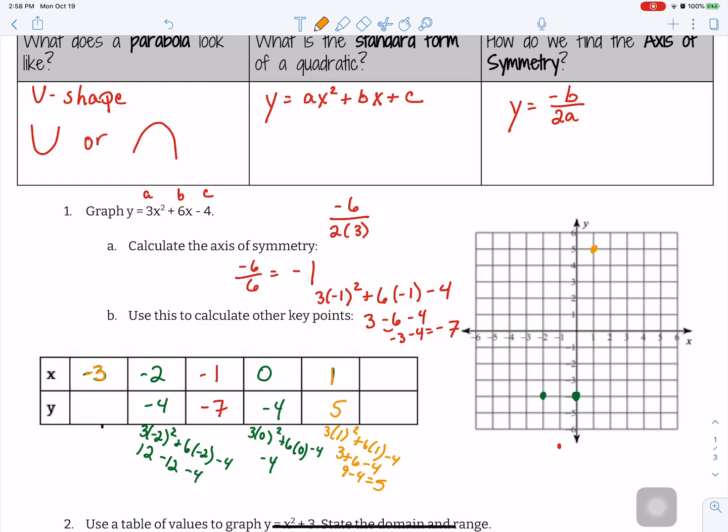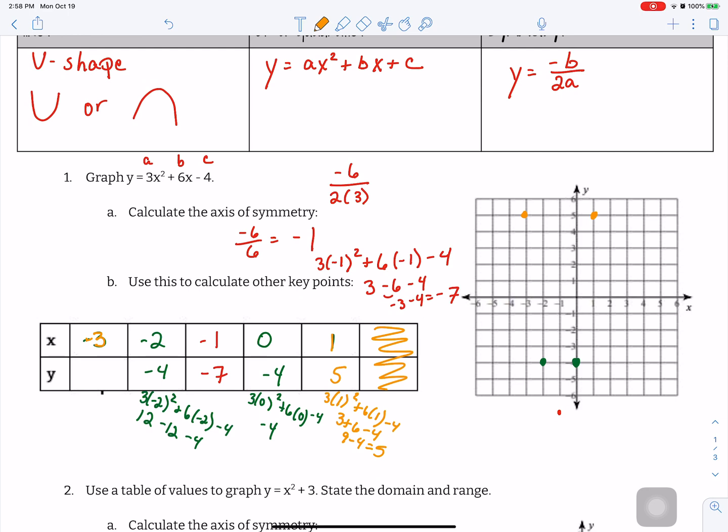And I know I'm going to hit over the top of my graph, so I don't have to worry about this particular piece here. Going the other direction, again, I should know that my answer would be a positive 5. I'm just going to test it out for you on this one so you can see that I'm not lying to you. 3 times negative 3 squared plus 6 times negative 3.